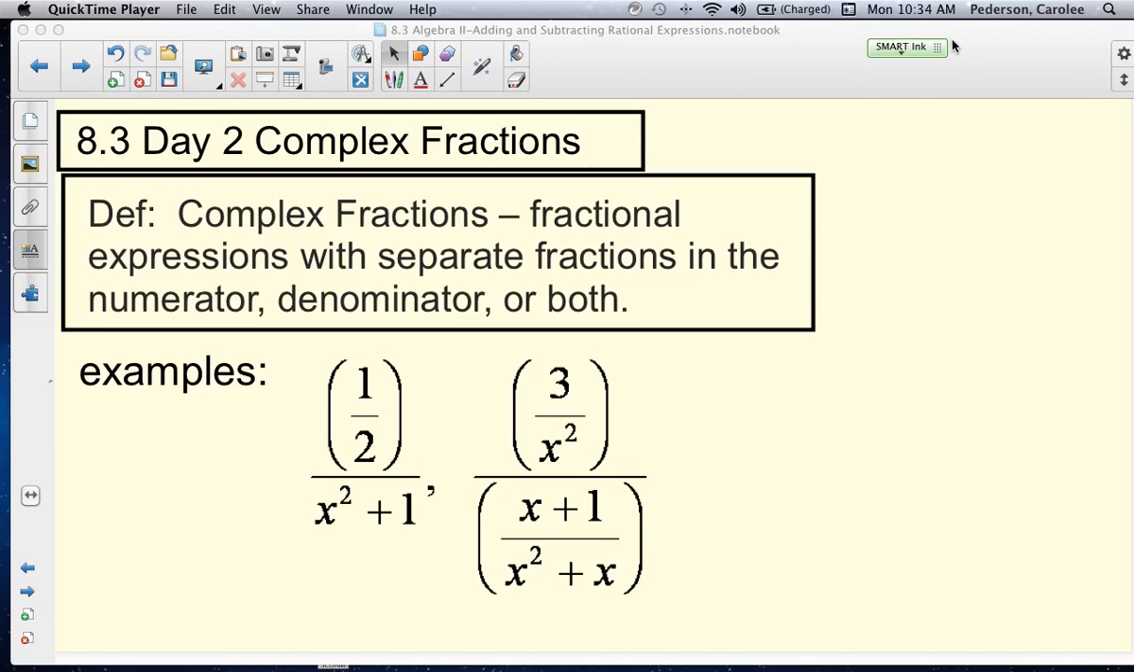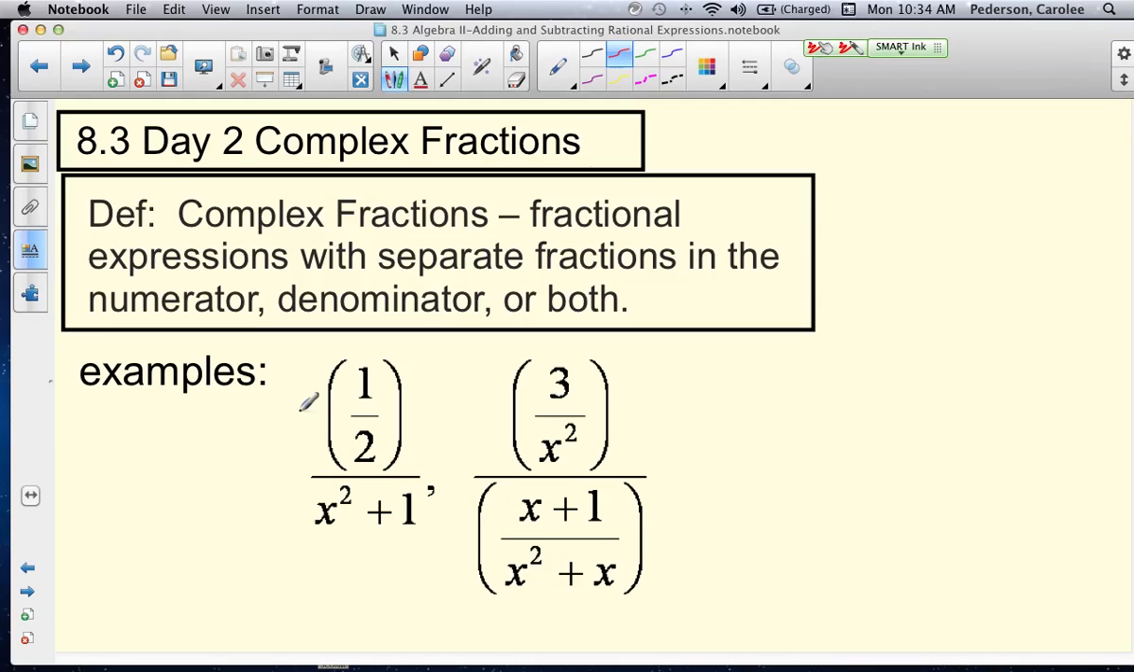You'll see here's a fraction of 1/2 divided by a polynomial x squared plus 1. You could convert that to looking like a fraction over a fraction. Here's another one where you have a fraction dividing another fraction. This is called a complex fraction.